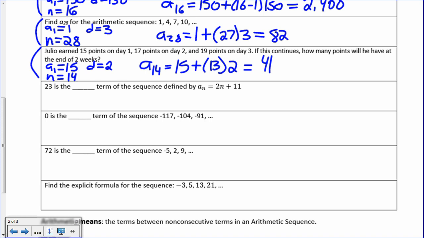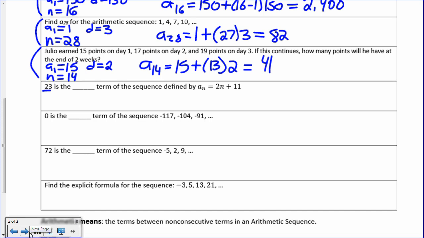Now we're going to learn how to go backwards. You need to know how to use this formula forwards and backwards. So they may give you everything and ask you to find A sub n, or they may give you A sub n and ask you to find one of the other variables, like A sub 1, or d, or n. Okay? So in this one, they say that 23 is the blank term of the sequence defined by this formula.